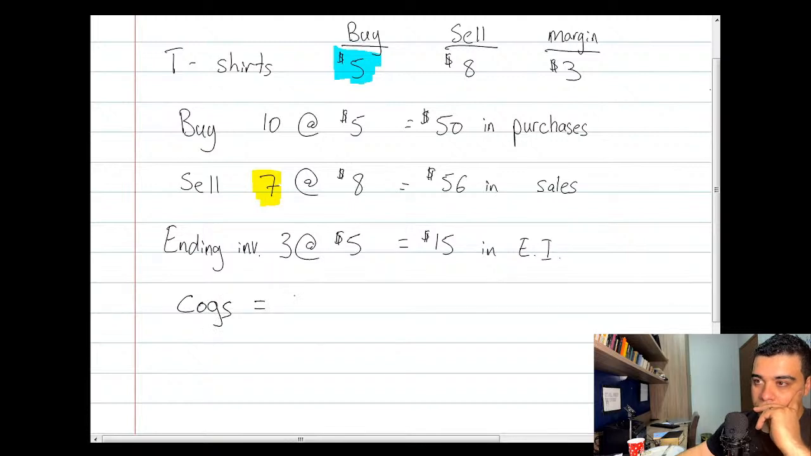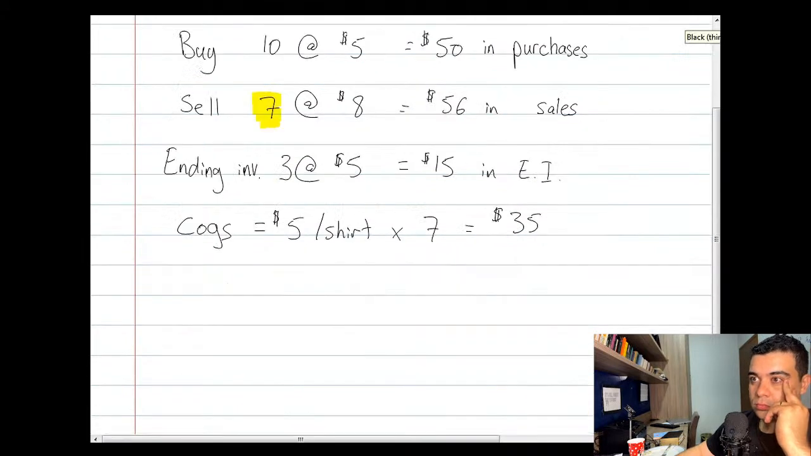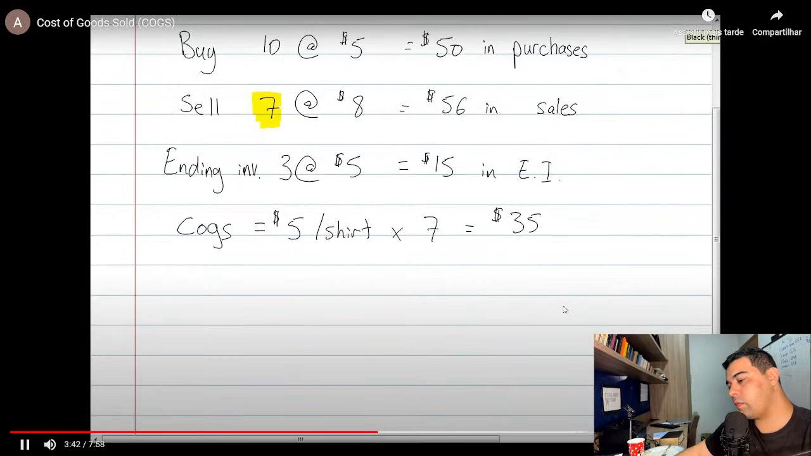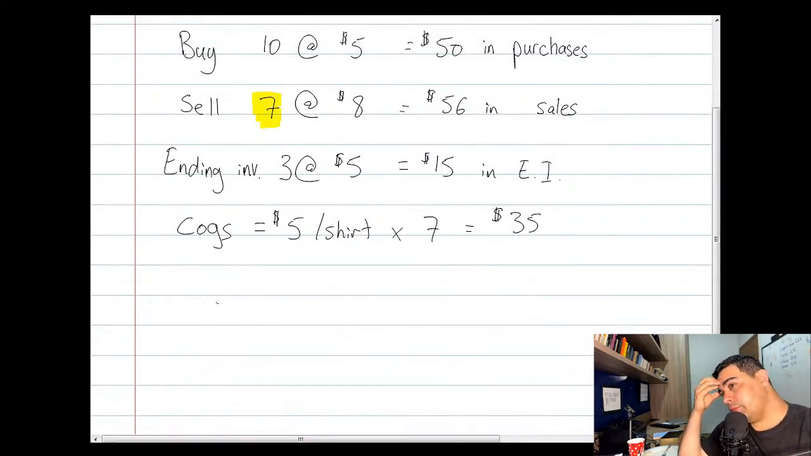It's going to be $5 per shirt times the number of shirts which I sold, which was 7. And so my cost of goods sold is going to be $35. Now that we've calculated our cost of goods sold, we can figure out how much money we ended up making during the month. So we're going to start off with our sales.